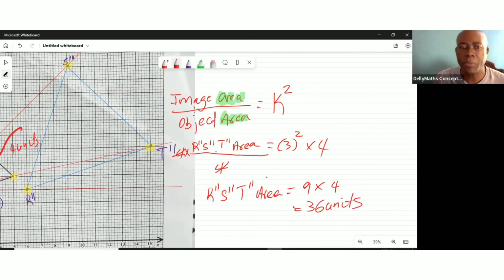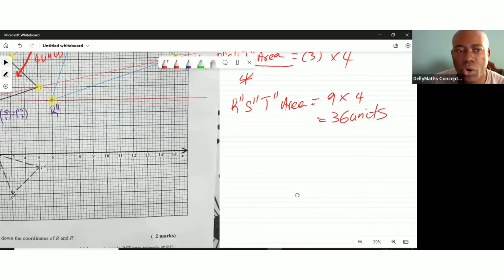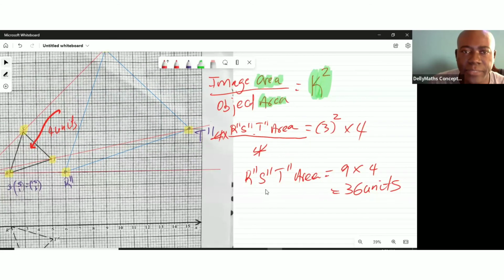A lot of people might have thought that it would be 4 times 3, 12. No, when we're dealing with area, the scale factor must be squared in order to go to that dimension. All right, good. So we're getting here that this is 36 units squared.